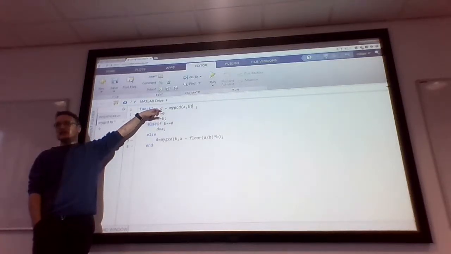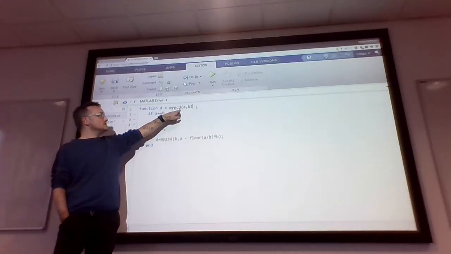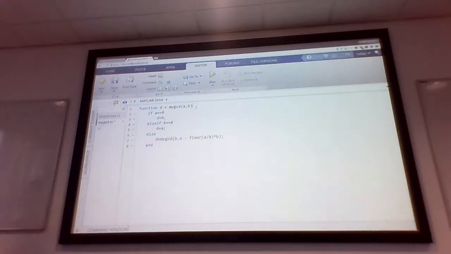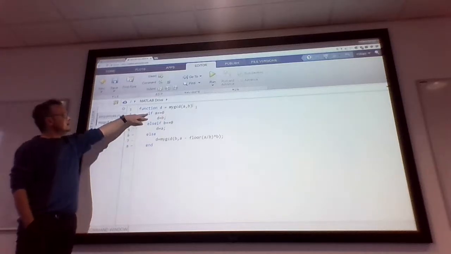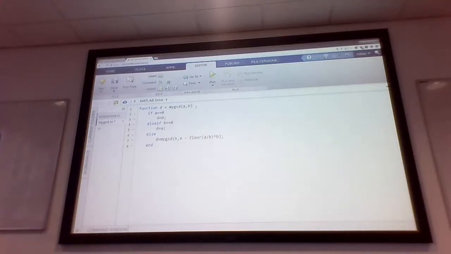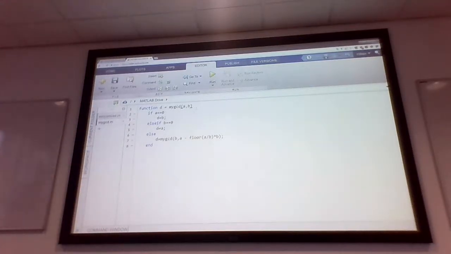Then D is going to be the output of the function, and myGCD is the name of the function. And then you list the arguments to it in brackets there. Now remember, we described the Euclidean algorithm as working by repeatedly applying the process of integer division with remainder. Now what that means for how it's implemented in computer code is that you have something called recursion.